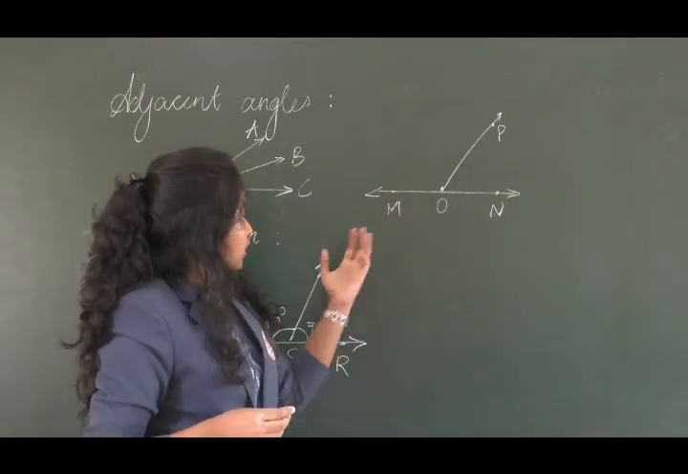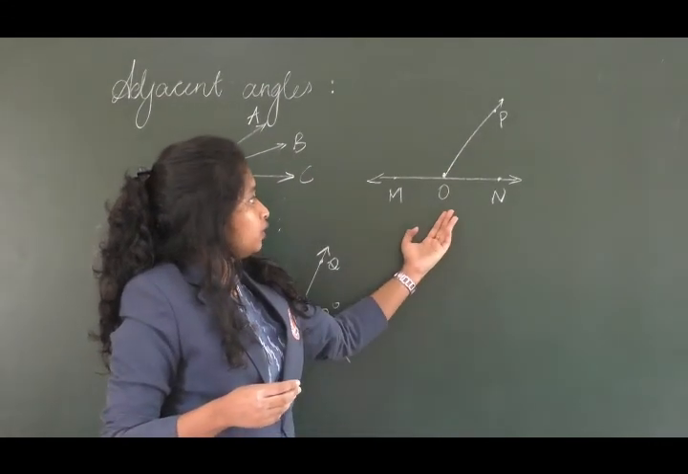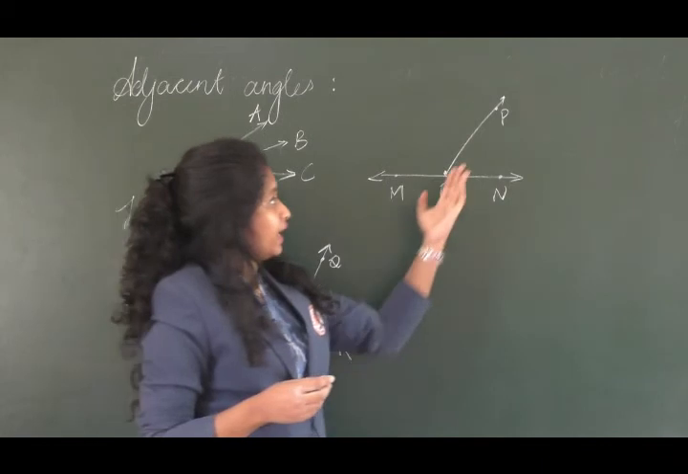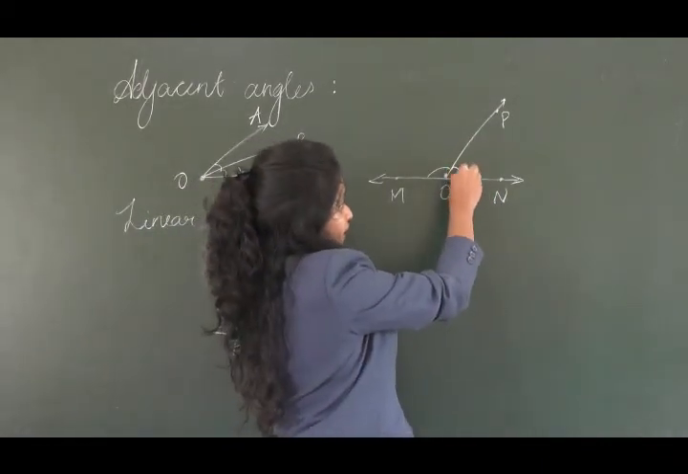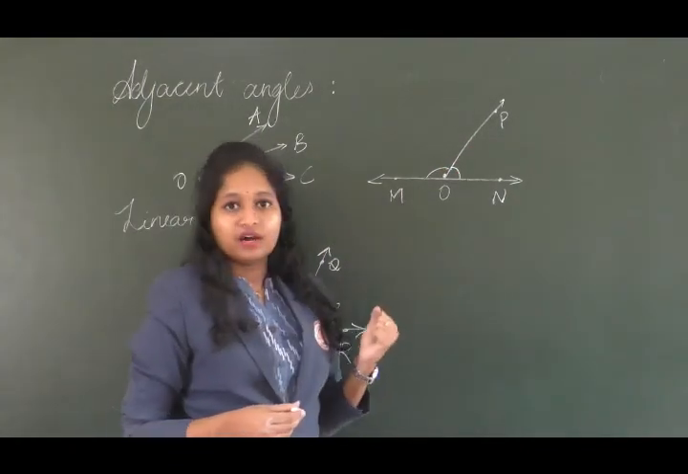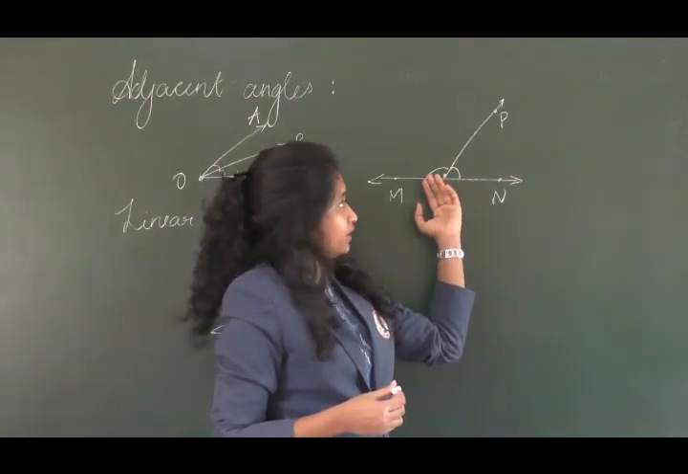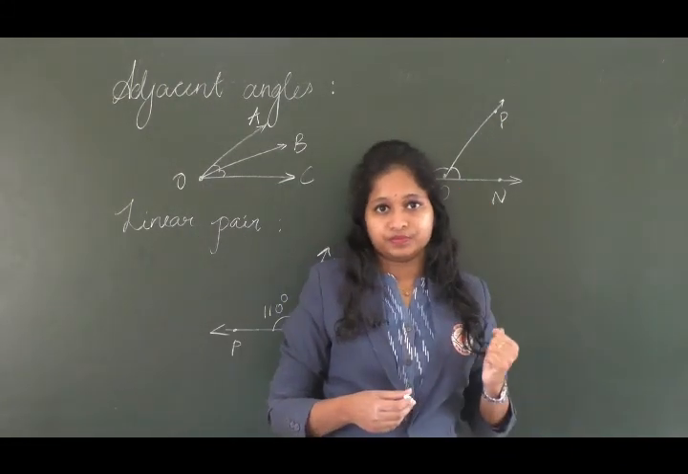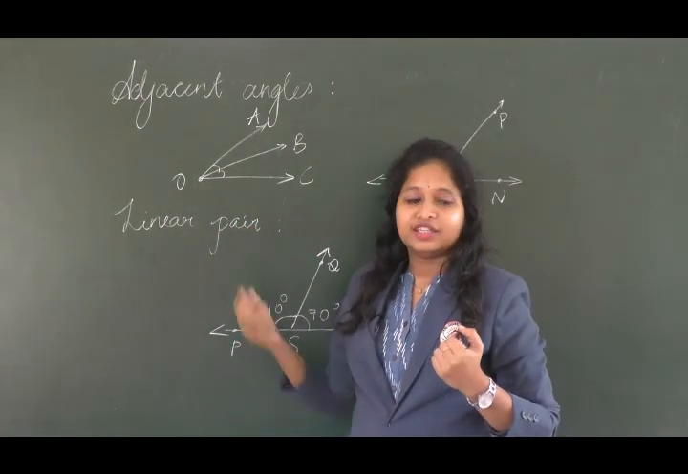Okay. I have one more example. Angle POM and angle PON. Both of these are adjacent angles. They have a common vertex and a common arm. Now, what about linear pair?